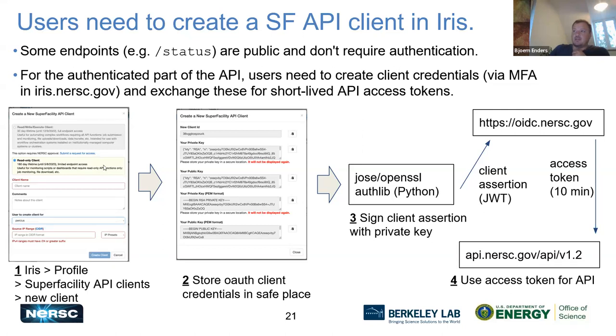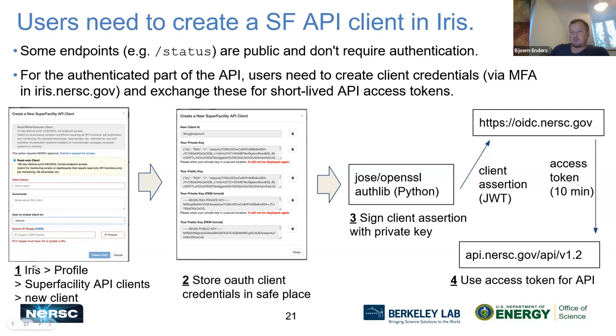But for the authenticated part, you need to create a client in Iris. Because essentially, a token is a way to bypass MFA, and we need to make sure that you use MFA to get access to NERSC. So it has to go through Iris. In Iris, you log in with MFA, and then in Iris you create your credentials that will be used in the API later.